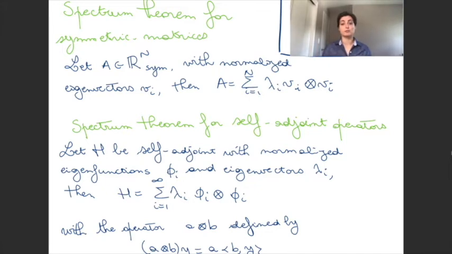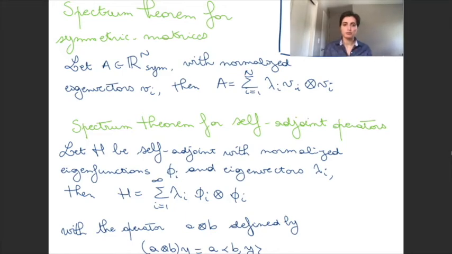The same thing we can do for self-adjoint operators. So if H is self-adjoint, and we have normalized the eigenfunctions associated with eigenvalues, then we can write H as an infinite sum of lambda i times phi i tensor product phi i. Now we haven't introduced a tensor product in case of operators or tensor product between two functions. So eigenfunctions are functions. So the tensor product between two functions A and B is only defined as an operator. So A tensor product B, where A and B are functions, is an operator itself.